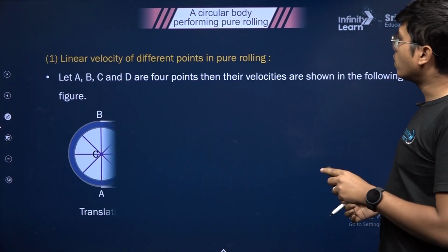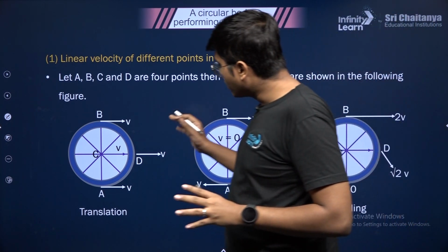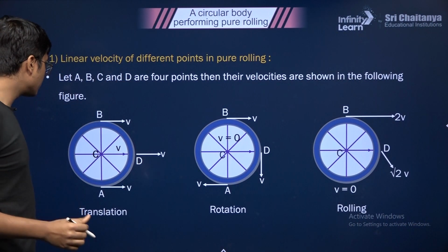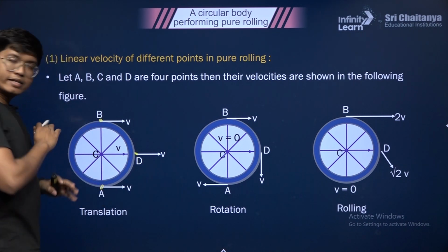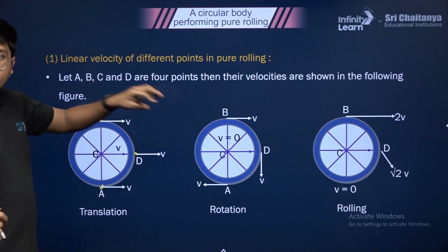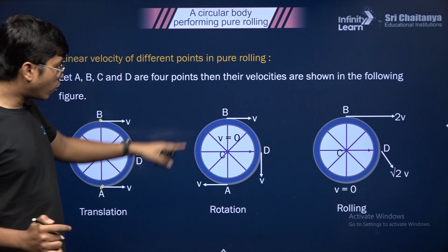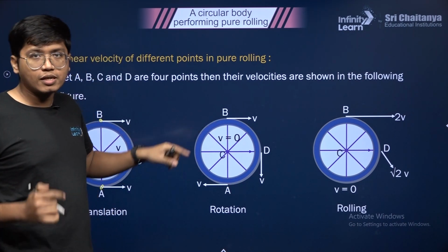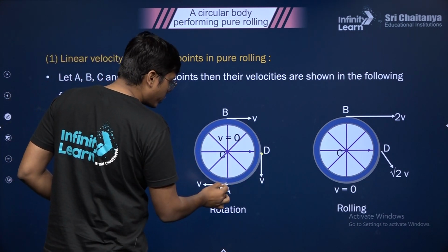Now if we compare all three together, then you can see the different velocities at the different points. First up, for the translation, the velocity of the top point and the middle point is the same. Like I said, velocity remains the same. For the pure rotational case, again the speed is the same at all the end points, all the extreme points. So here is v, this point is also v, this point is v.